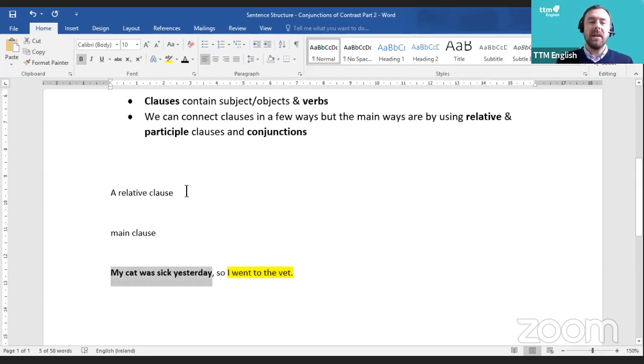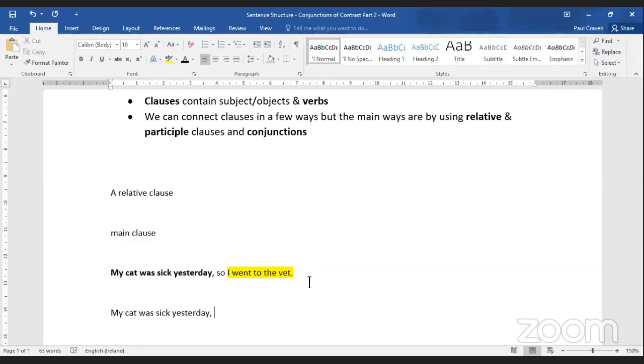So if I say a relative clause and I think of the concept of related to, what do you think that the relative clause would do if I use the same thing? My cat was sick yesterday. What would I say?